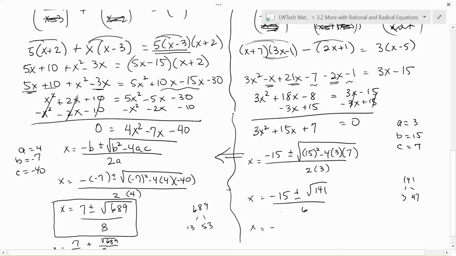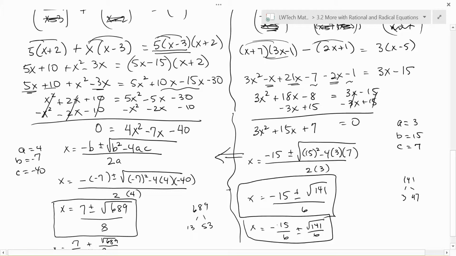You can just leave your answer like that, or if you like breaking it up, we can write that as negative 15 over 6 plus or minus radical 141 over 6. Or if the question asked, you could get those two solutions by evaluating the radicals with your calculator and getting approximate decimal solutions instead.